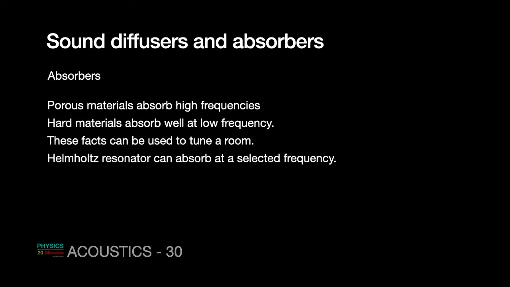Helmholtz resonator can absorb at a selected frequency. If you want a certain frequency removed from the reproduction, then you can use a Helmholtz resonator. Most of you are familiar with it. You know that it has a characteristic oscillating frequency and that can be absorbed. There are many designs which are available. I recommend you to figure it out and check it.